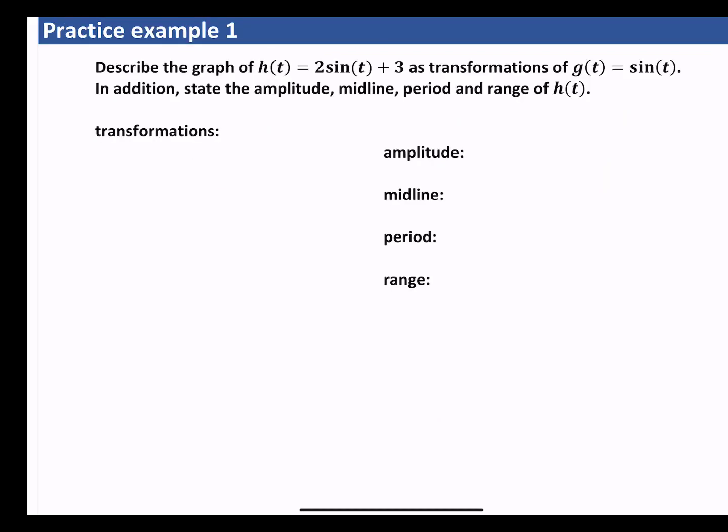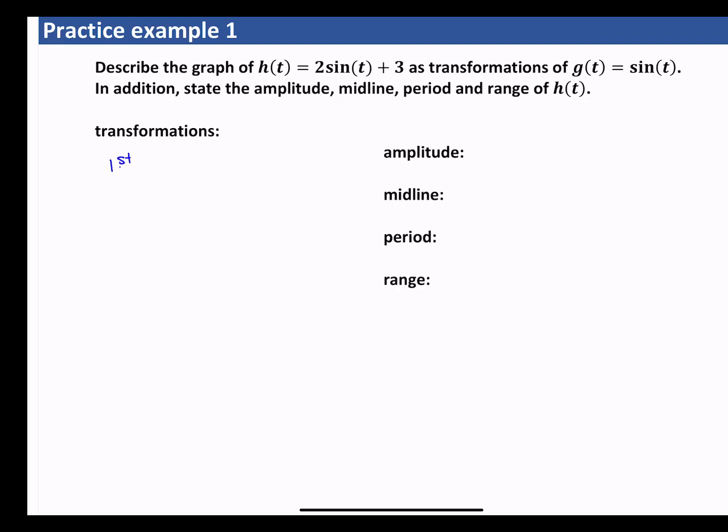So now let's look at an example where we perform both a vertical stretch and a vertical shift to the graph of a circular function. Here we want to describe the graph of h of t equals 2 times the sine of t plus 3 as transformations of g of t equals the sine of t. In addition, state the amplitude, midline, period, and range of h of t. Pause the video and try to answer the question on your own.